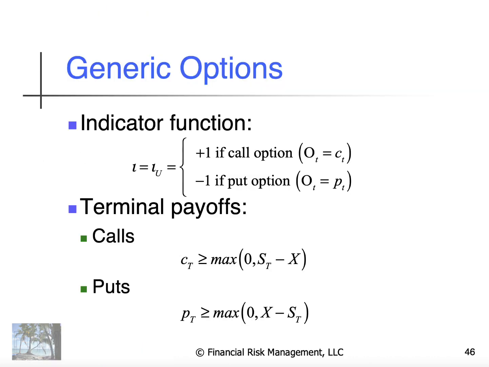If we're going to write up option valuation with R code, it's helpful to be able to model both calls and puts within the same function. If I use an indicator function where +1 means it's a call, -1 means it's a put, the terminal payouts look something like this.